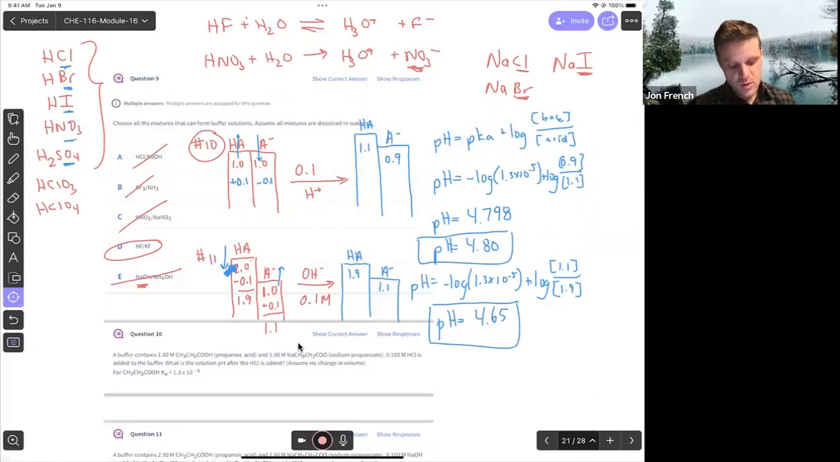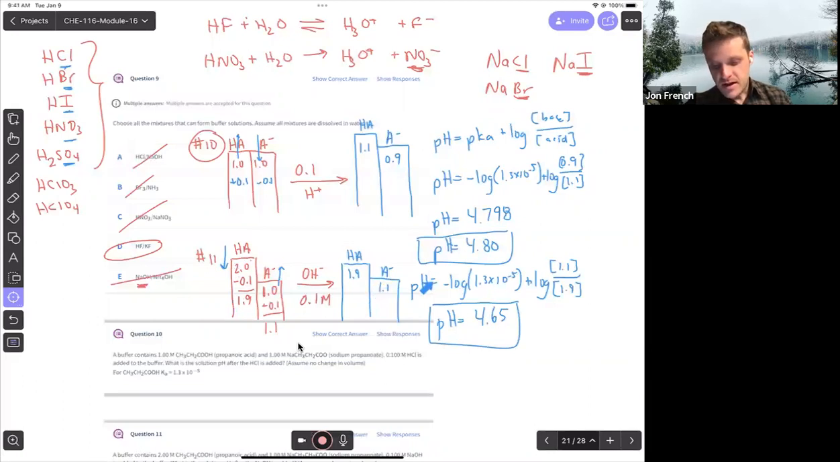Number 11, we did this one in one of the classes. The only difference here for number 11 is we're adding a strong base this time. So I'm adding base, I'm going to add that concentration to the conjugate base, right? I'm adding more base to the solution. So I add that concentration here, and it does that by reacting with the weak acid. So I subtract that concentration there. Again, both of these concentrations have to change in a buffer question.